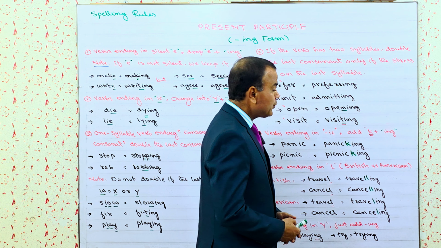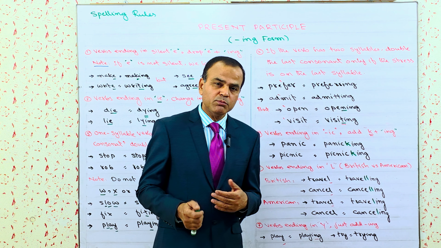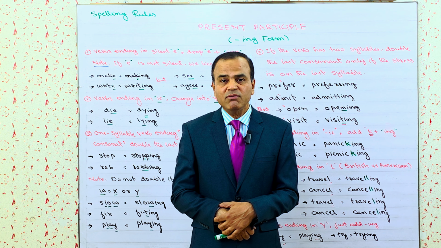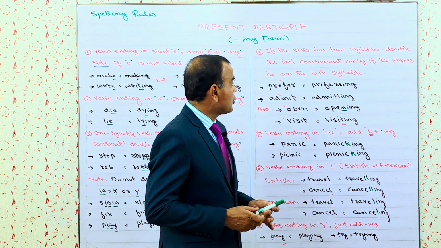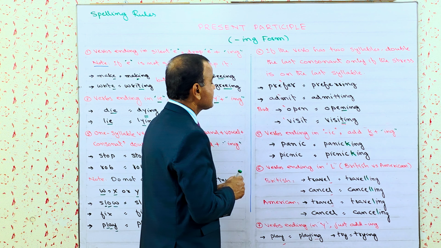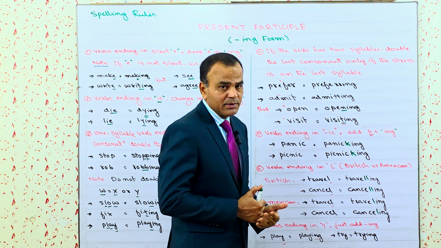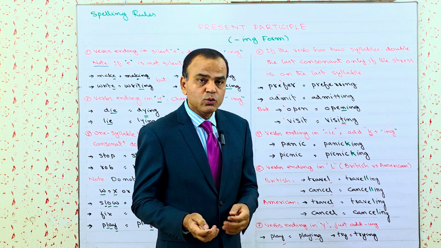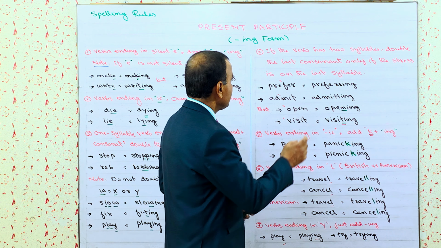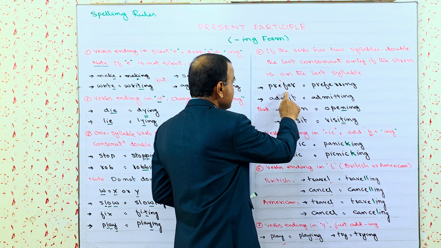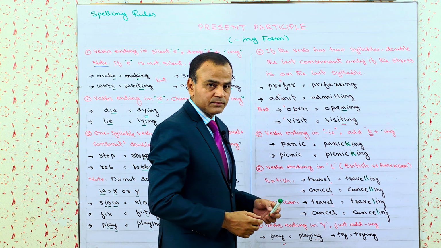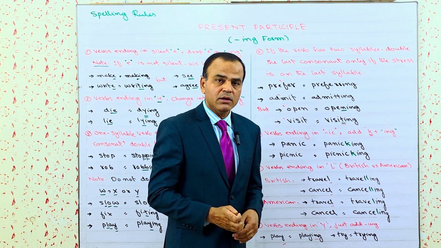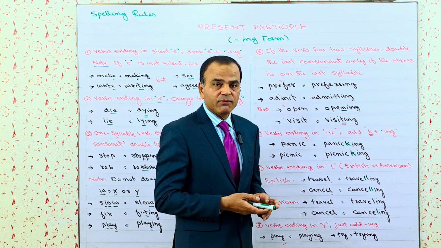So if you have a verb, mostly a 2-syllable verb, and your stress is on the first syllable or the second syllable, the rules will change. The first rule is if your stress is on the second syllable. What is a syllable? What are the parts of a word?